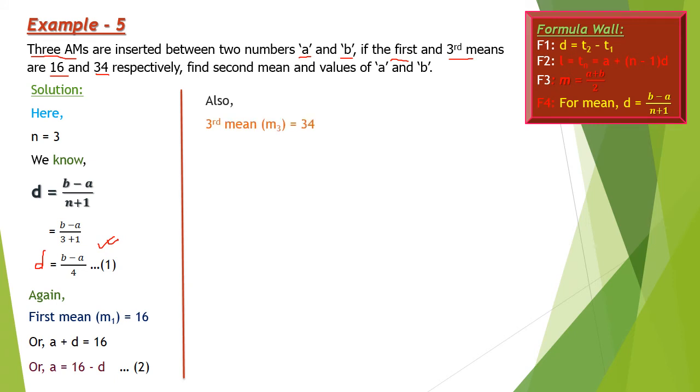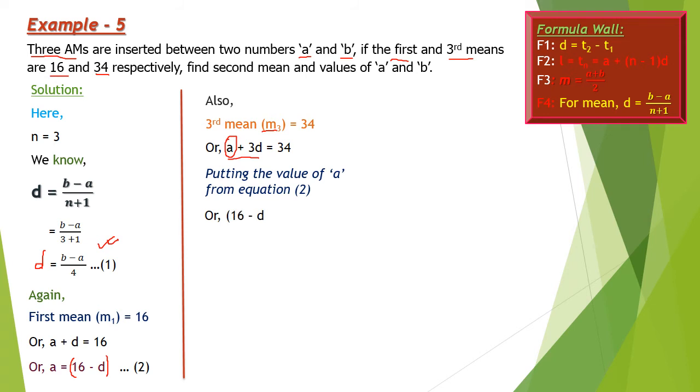Also, the third mean m3 is equal to 34, and the formula of the third mean is a plus 3d. So a plus 3d is equal to 34. Now we can replace this a by 16 minus d, isn't it? The value of a is 16 minus d from equation 2. Putting the value of a from equation 2, 16 minus d plus 3d equal to 34.